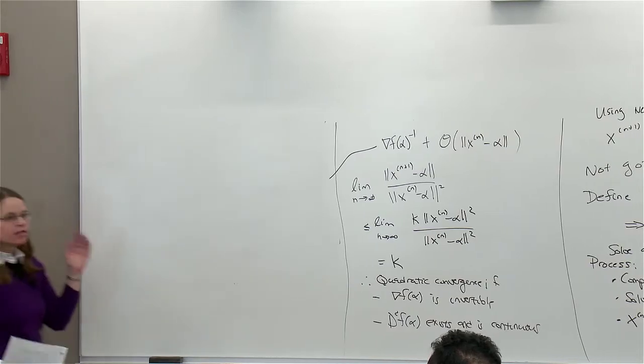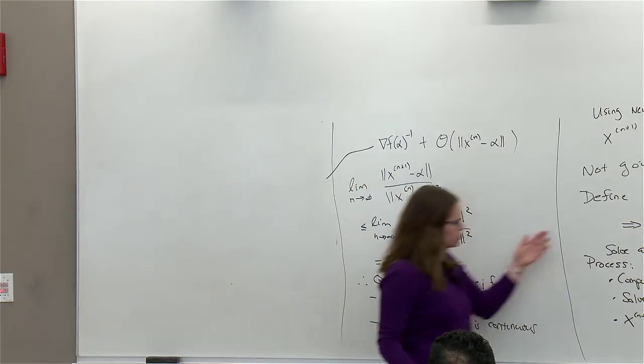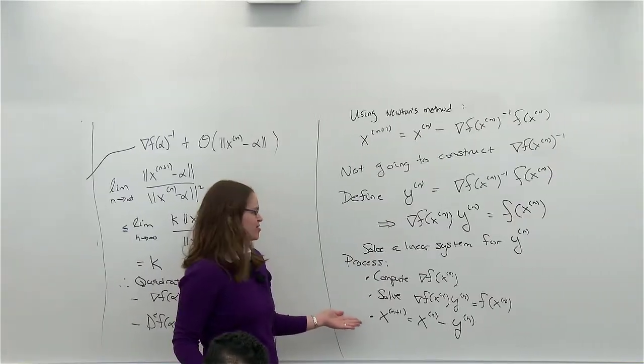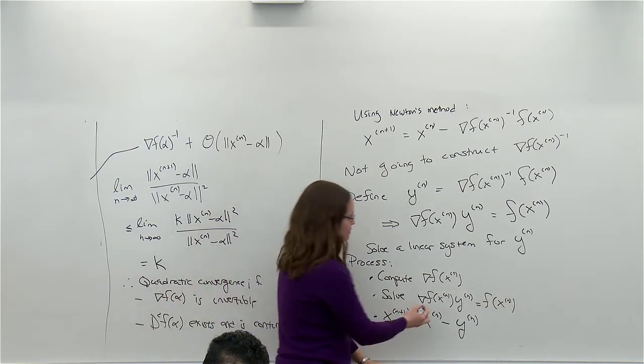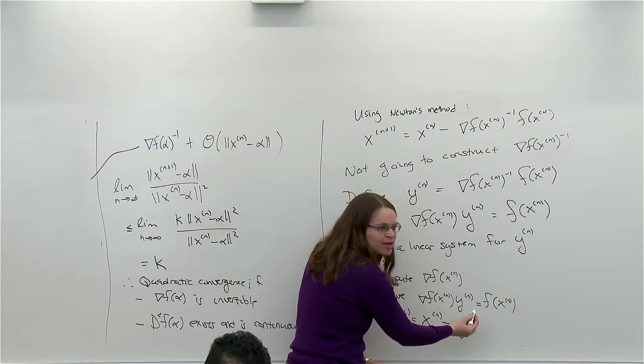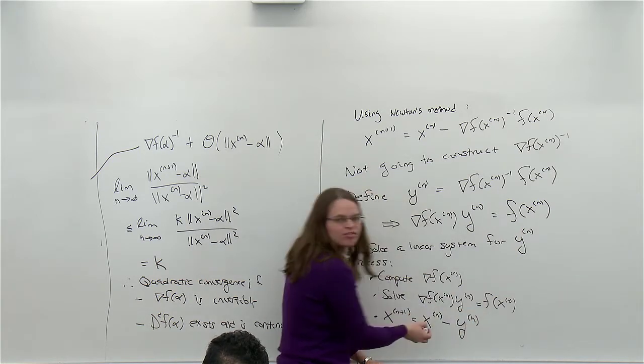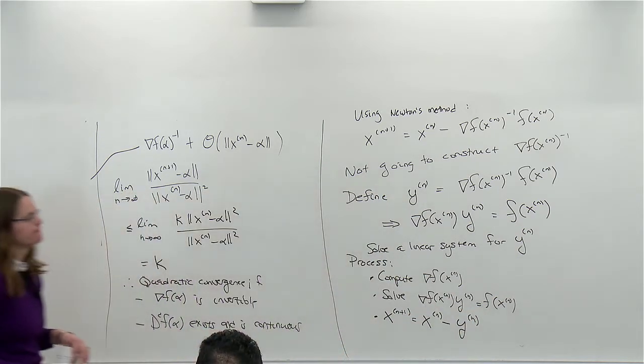But it's the same process as the scalar Newton's method, except in scalar Newton's method we could just do division. Division is the same as inverting a matrix, basically, and that is the same as doing this linear solve.